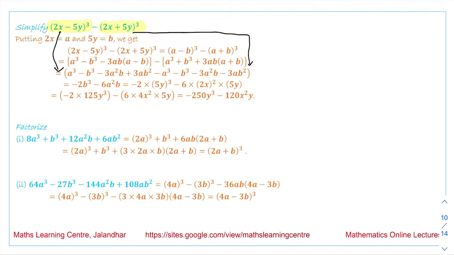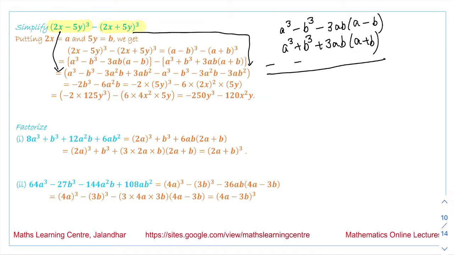On both these terms we have applied the formula and we will get, when we are trying to write the formula, it is a cube minus b cube minus 3ab into (a minus b), and second term is a cube plus b cube plus 3ab into (a plus b), and we are subtracting these two terms. So this a cube gets cancelled and what we are left with is minus 2 times b cube.